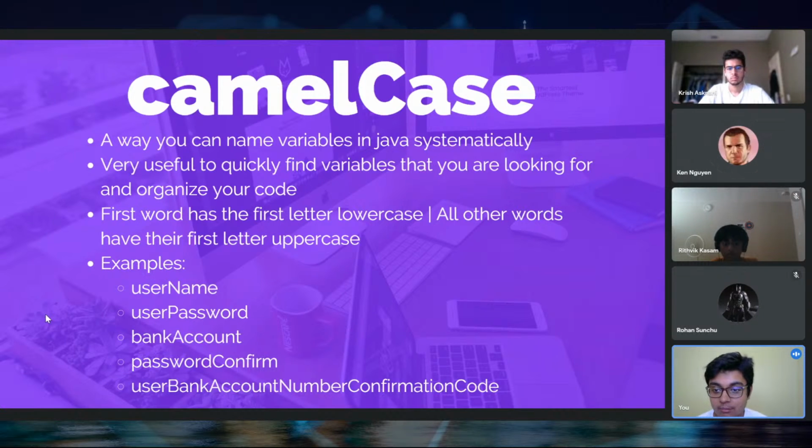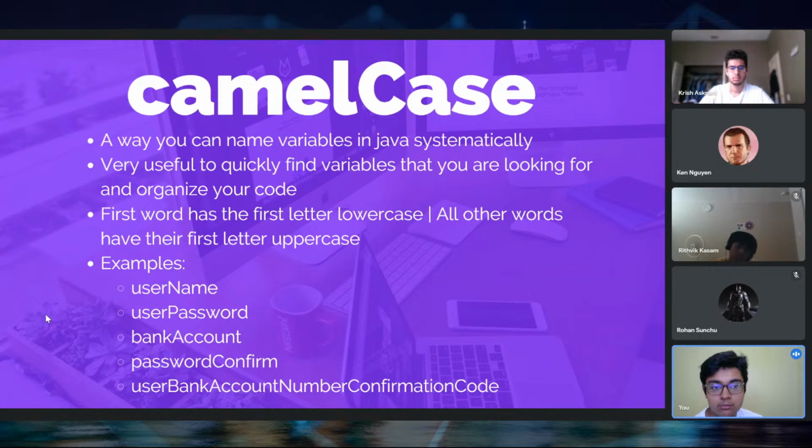So let's look at the examples. The first one, username, right? You have user, the first letter is U, and that's lowercase, and then the second word there is name, and that first letter of name is capital. Same thing with user password, the U and the P, the bank account, the B and the A, the password confirmed, the P and the C. And then even if you have more than two words, with this last example here, user bank account number confirmation code. It's a huge variable name.